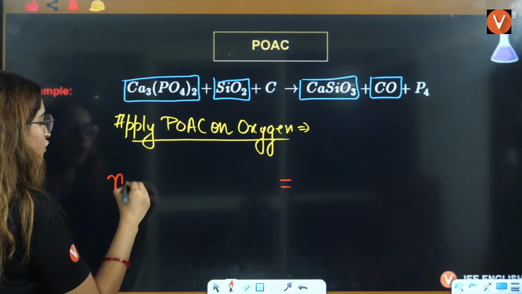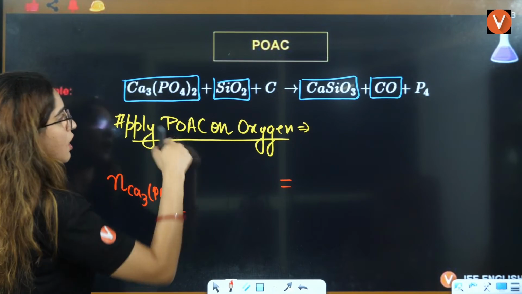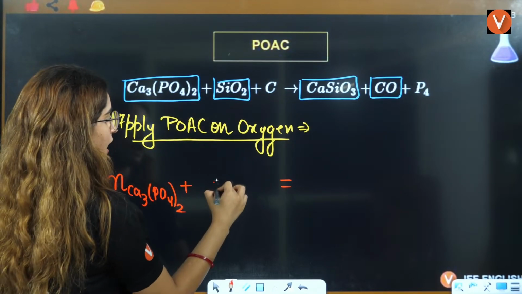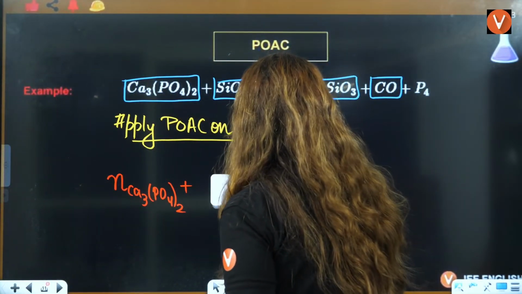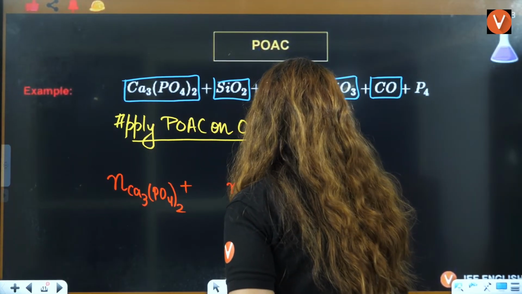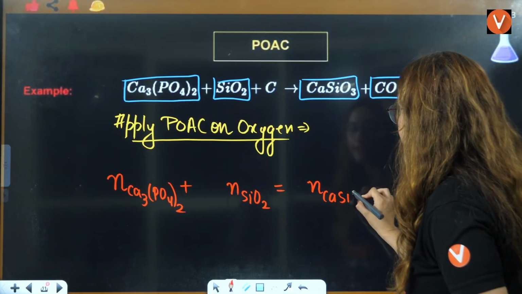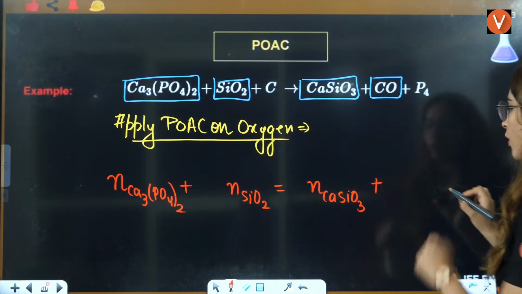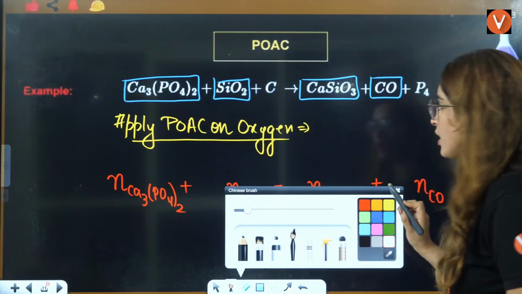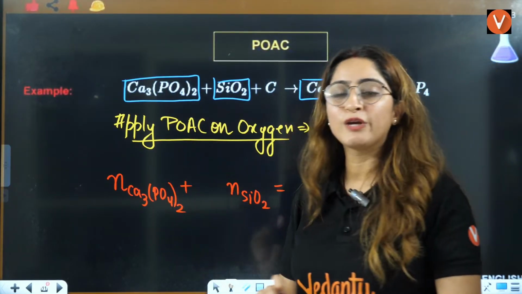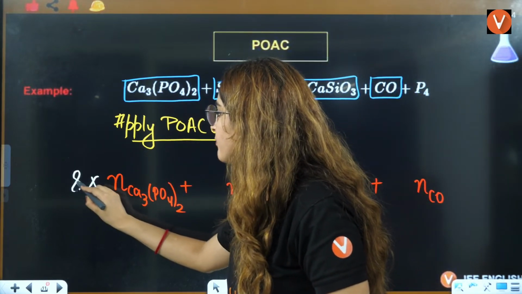Firstly, I will write number of moles of Ca3(PO4)2. On the left side, I also have SiO2, so I'll write SiO2. Equating it with the right side, you have number of moles of CaSiO3 addition. Here also you have oxygen, number of moles of CO. Now in this particular molecule, how many oxygen atoms you have? 4 into 2, that is 8, so we'll multiply it by 8.